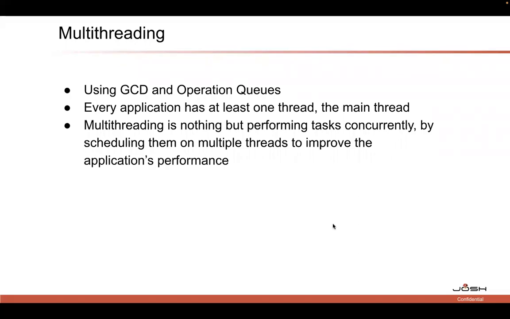So our next topic is multi-threading. Using GCD and OperationQueue, we achieve multi-threading in iOS. At least one thread is there in every iOS application, which is the main thread. Multi-threading is nothing but performing tasks concurrently by scheduling them on multiple threads. That will help improve the application's performance.